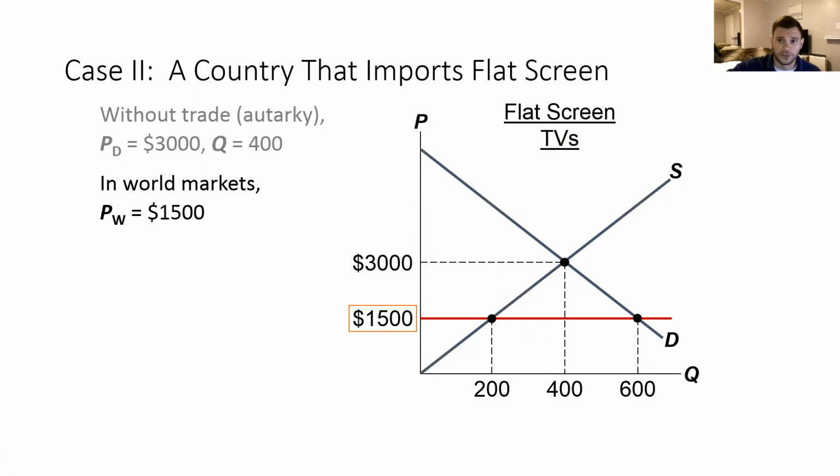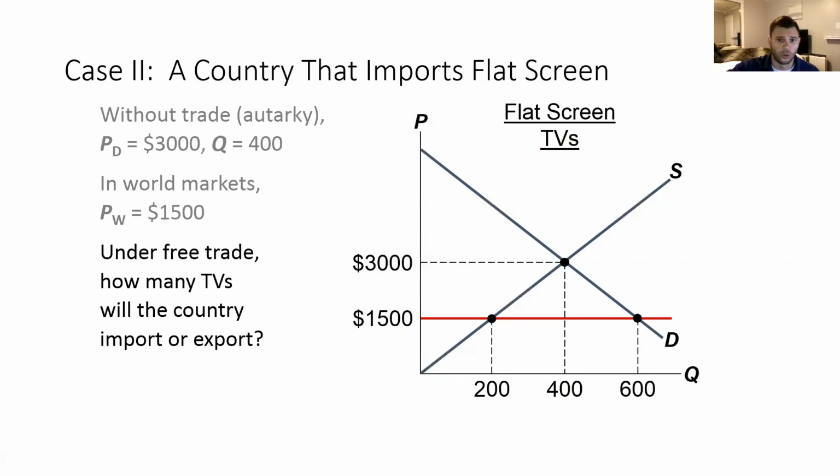And notice first and foremost, we can see here at this lower world price now, buyers want to buy 600 units. Sellers only want to produce 200 units, but these are domestic sellers. So where do the buyers get the additional 400 units from? They are going to wind up importing them.